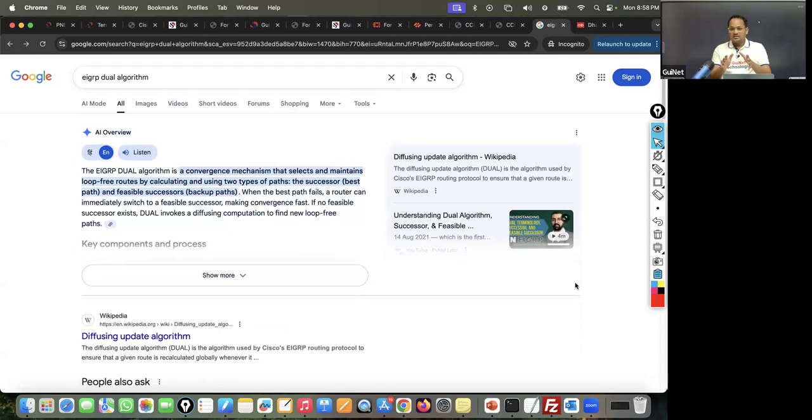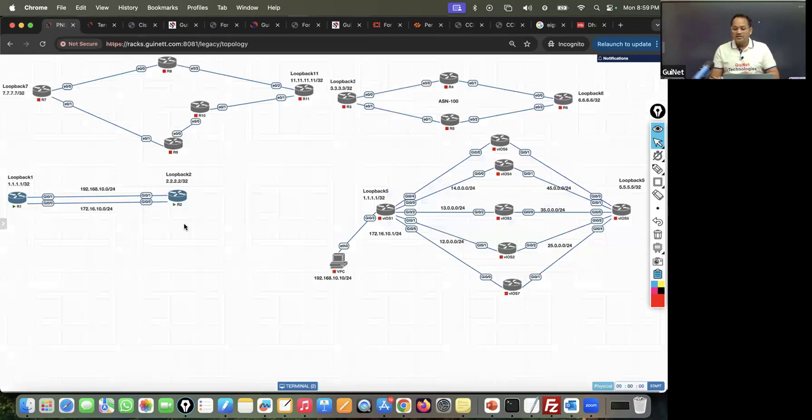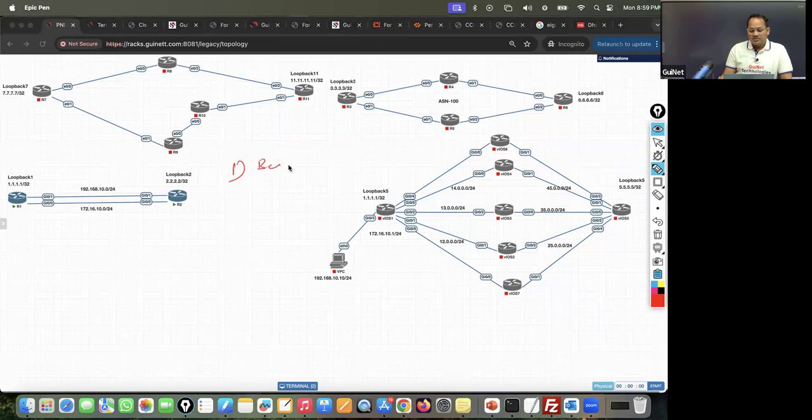They are going to select the successors, feasible successors, like feasible distance, reported distance, advertised distance. And this DUAL algorithm is going to help make sure whatever topology you build is a completely loop free topology, and there is no kind of loop in the network. Also, very important in the DUAL algorithm, they not only select the best path, and it's very fast, because they select one of the best paths that is a loop free path.